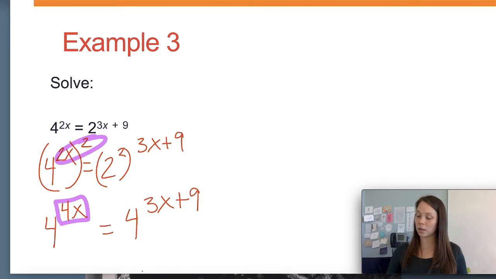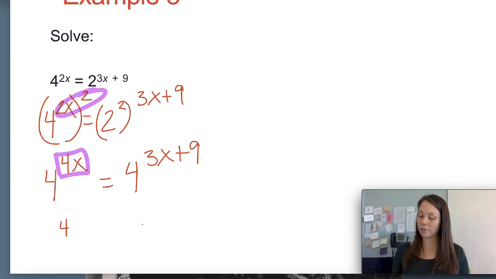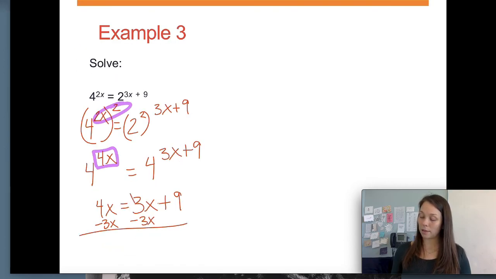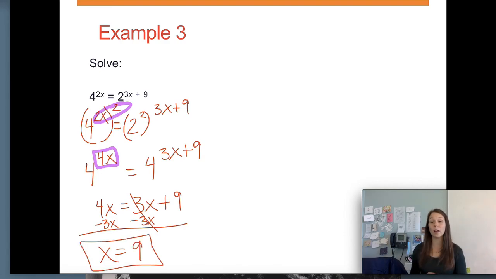From here, you would set the 4x equal to the 3x plus 9, subtract the 3x, and that would give you x equals 9. And if you did it the other way, very similar to what I did in example 2, and you change the 4 to be 2 squared, you will notice that you're actually going to end up with the exact same thing.